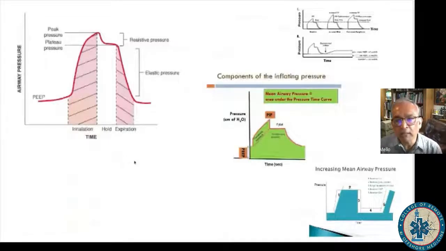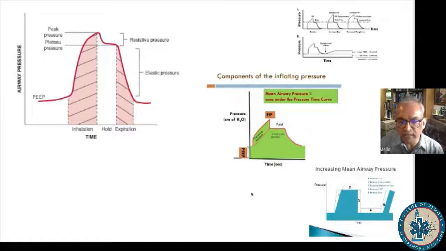For the controlled ventilation, the airway waveform is important. This is the level of PEEP. Then you've got your peak airway pressure. This is your plateau pressure, and then you've got your downward slope. So this bit is inhalation. This is when the breath is held, and then this represents the expiratory phase. This part of the slope is the resistive pressure, and this part of the slope is the elastic pressure.